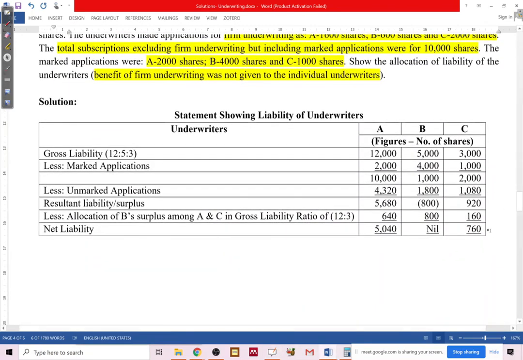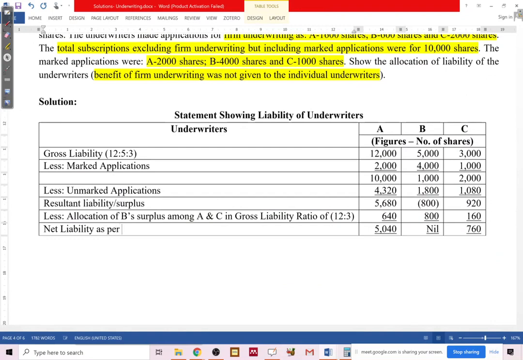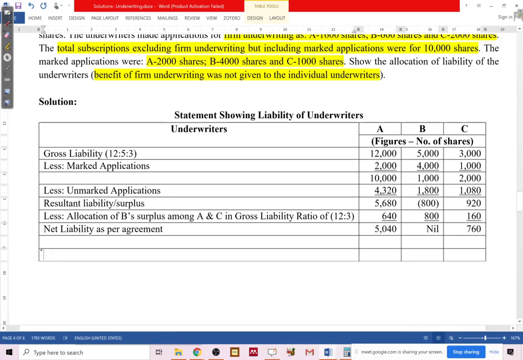Okay, so this is a net liability. We call it net liability as per agreement. All right, don't underline it yet because we will add firm underwriting to this and then get the total liability. So let's see, add firm underwriting. How much is it? Now add each one's.